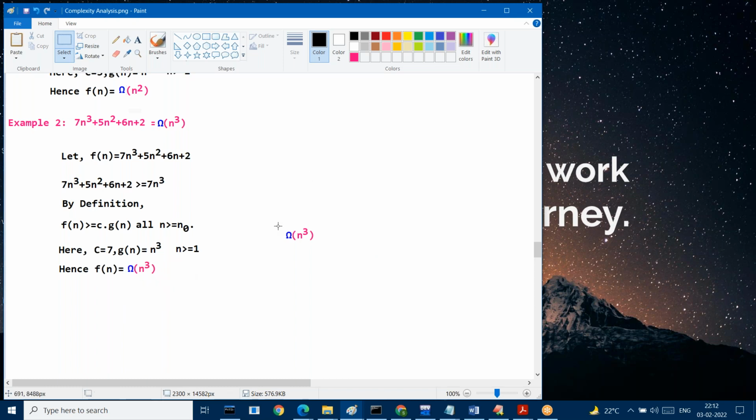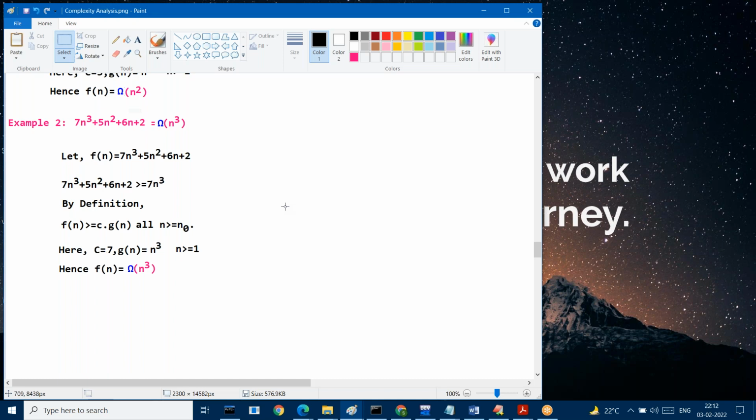Done, sir. So this is all about my big omega notation. Only one more left. That is called big theta. Big theta is what? Tight bound. That means both the conditions I have to show, sir. It will be bounded above and bounded below. Both the things I have to show.